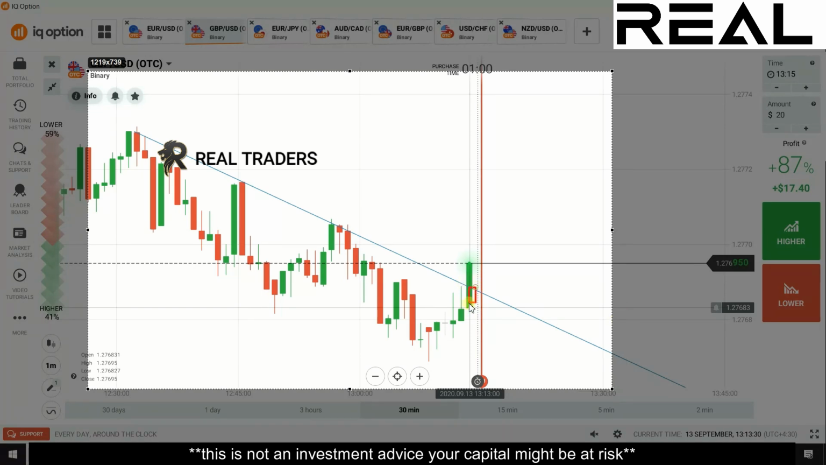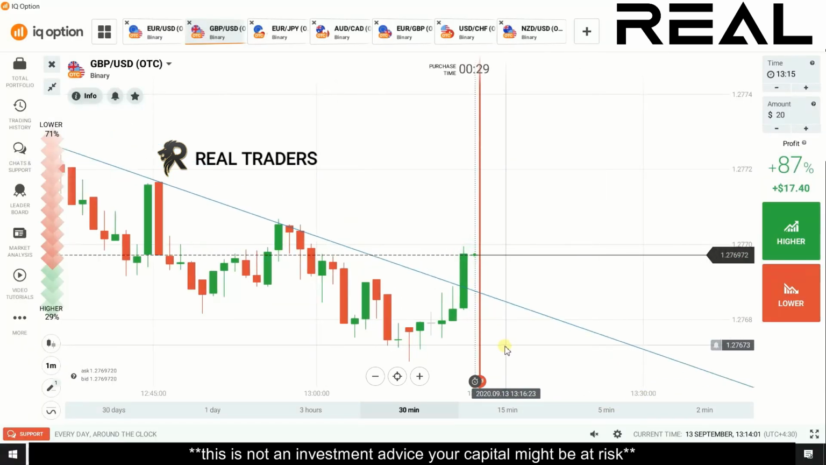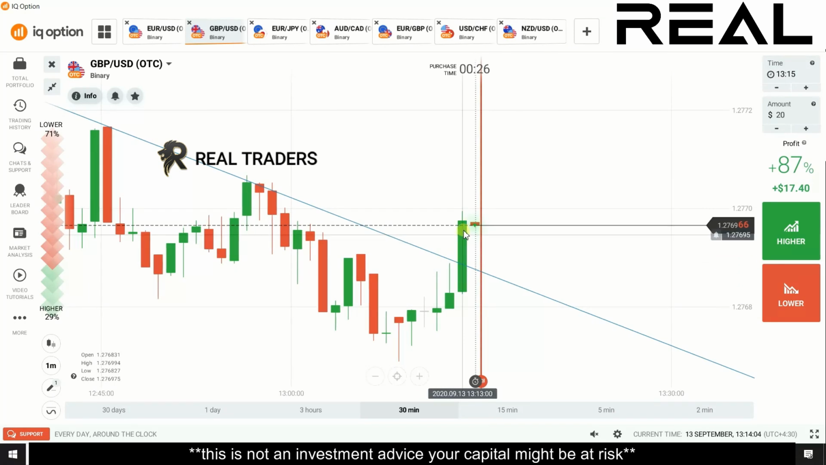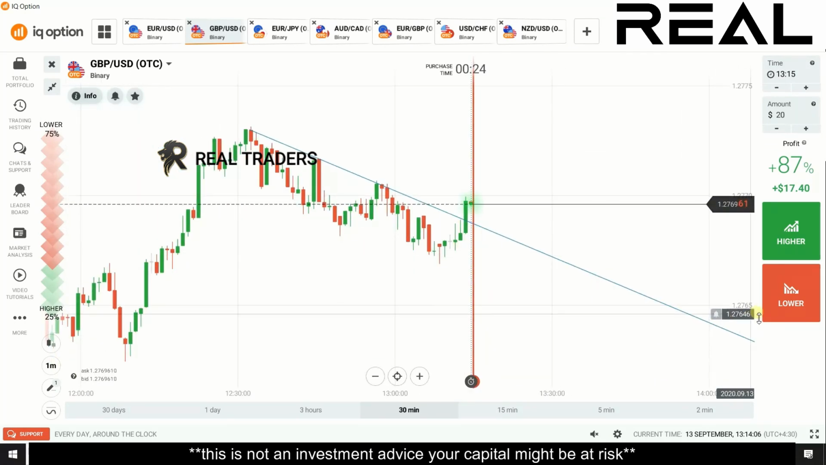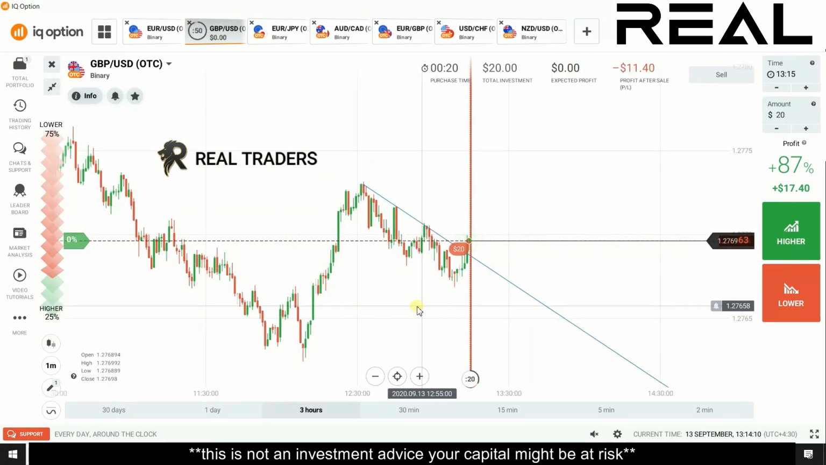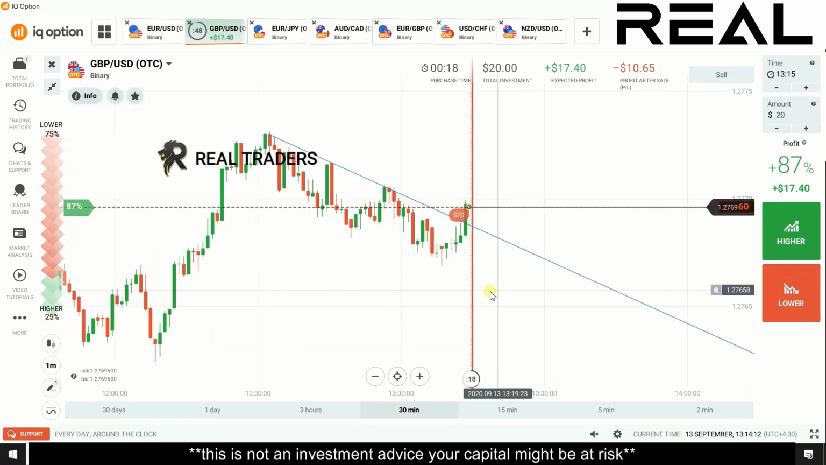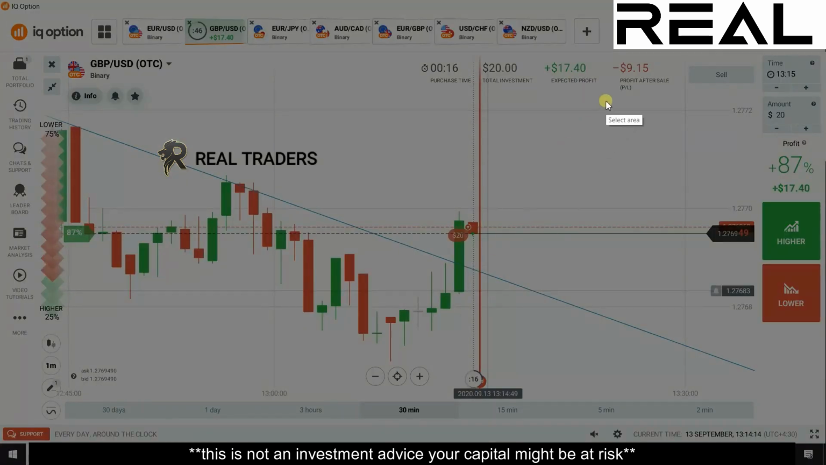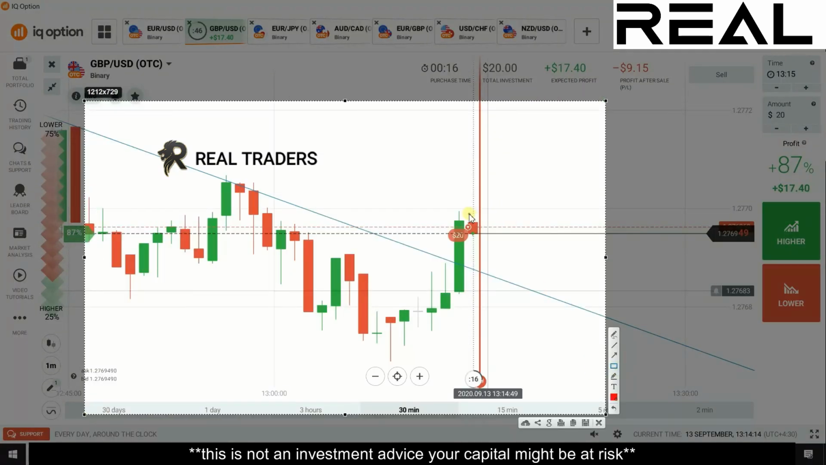You can see this gap, so we can go with the buyers here, but it goes up. Okay, a very long candle here, it broke the level, so we can go with the sellers here. So I place here a lower option because of this long candle. You can see it is a very strong candle, a sign of reversal. You can check here some example. You can see it reversed the market.